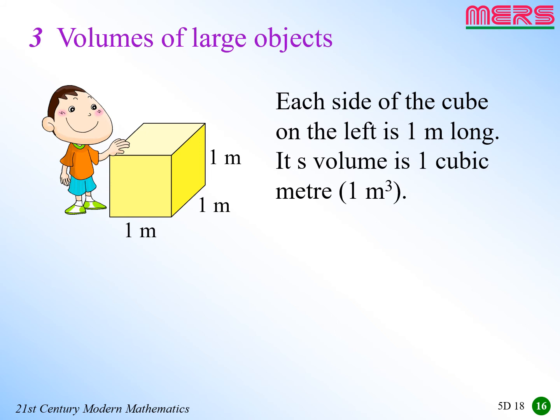Take a look at the blocks on the left. The measurement of this yellow cube is different from the pink cube on page 34. Each side of this yellow cube on the left is 1 meter long. 1 meter times 1 meter times 1 meter, and the volume of this yellow cube is 1 cubic meter. A cubic meter is a standard unit of volume for large objects.